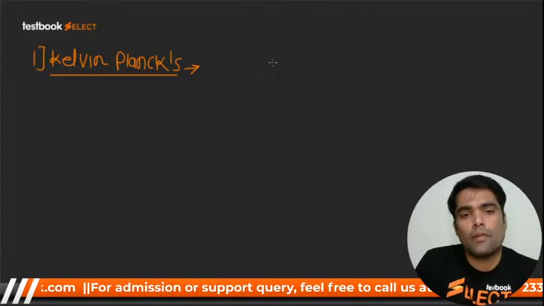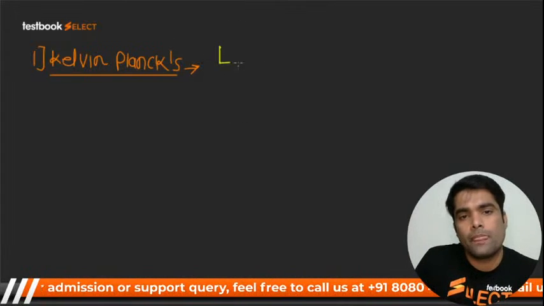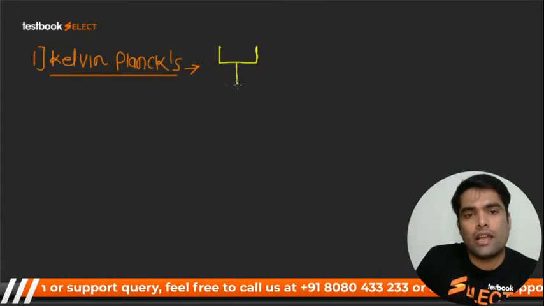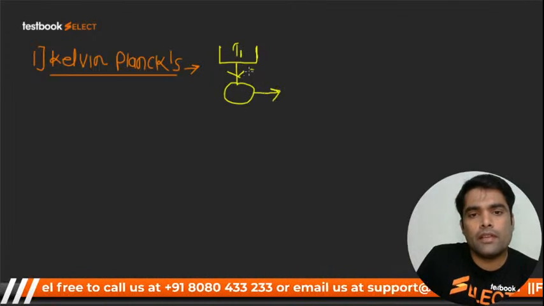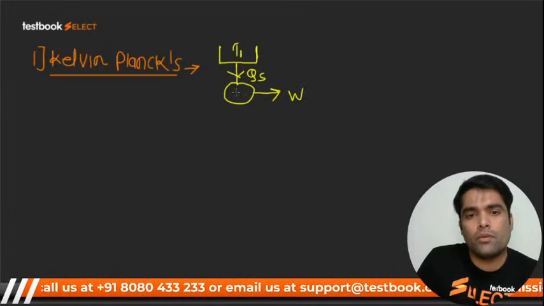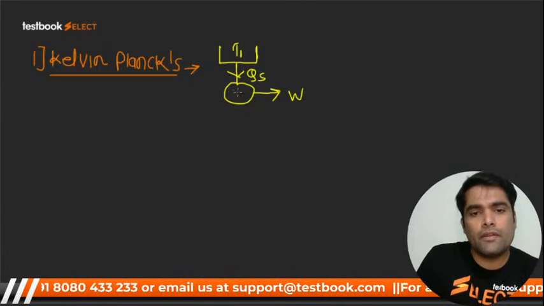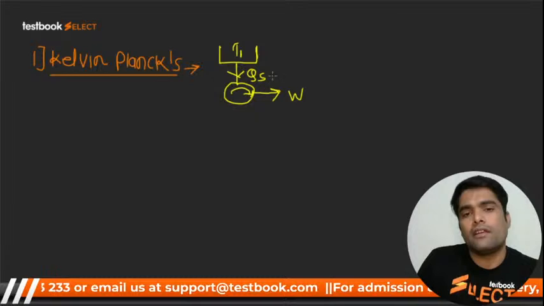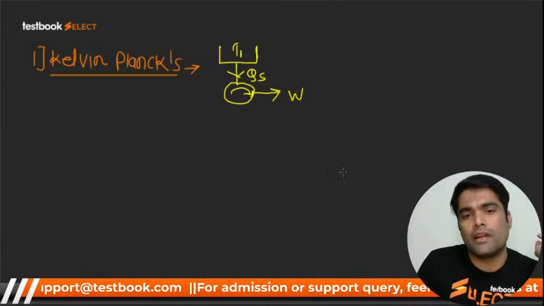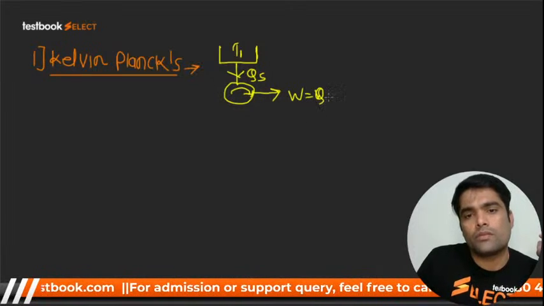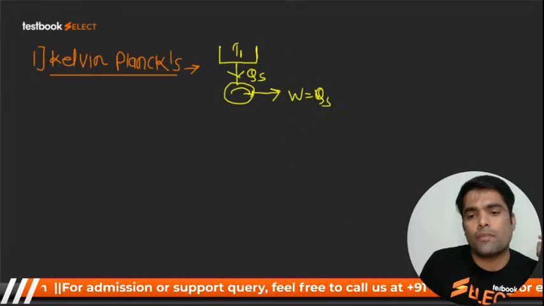That means I will draw this law diagrammatically. Suppose this is T1, here the heat supply is QS, and the work is W, from any kind of device. He said it is not possible, because W would be equal to QS. That means it is not possible.